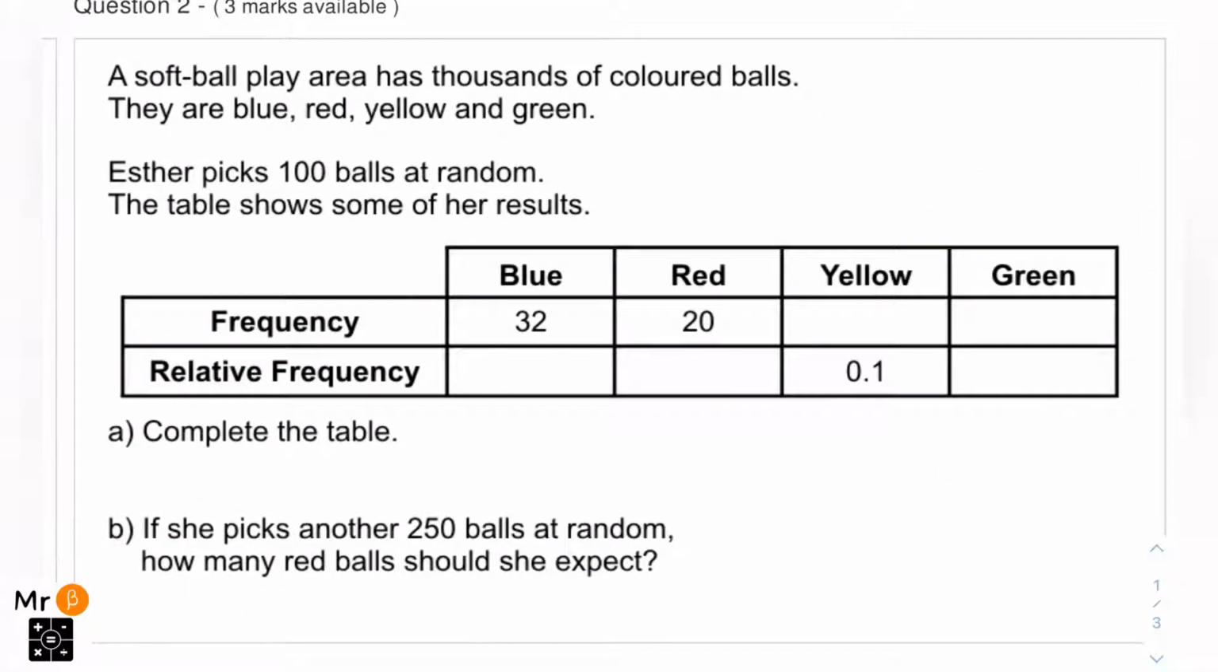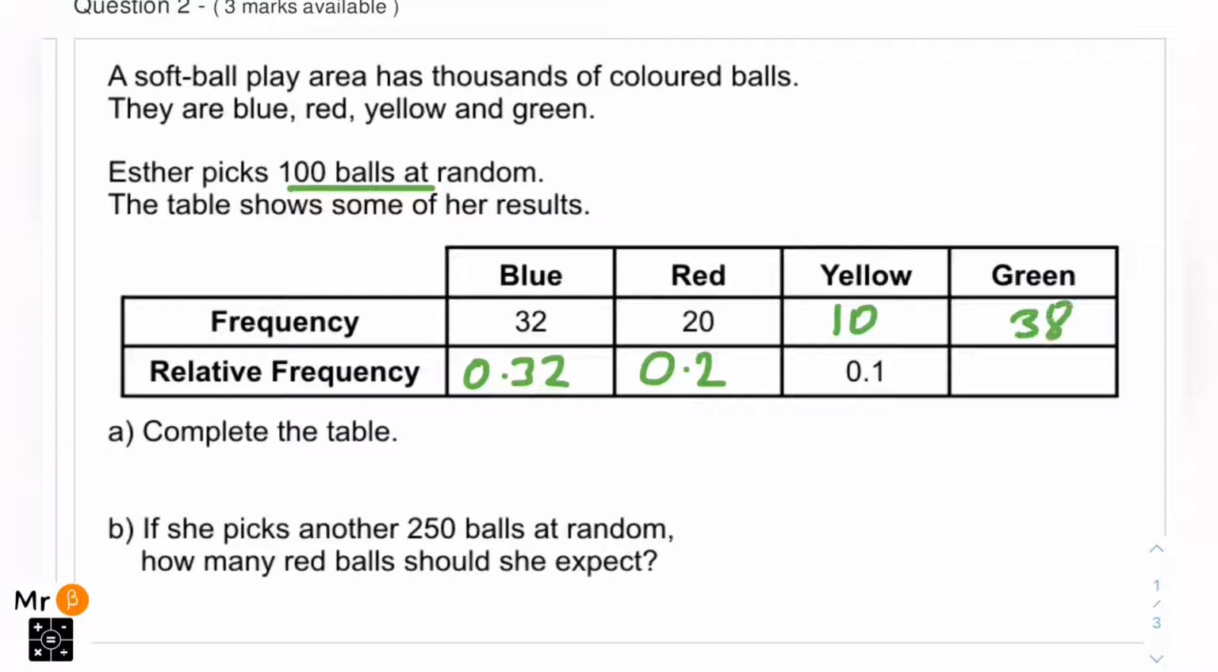Question 2 is given a partially filled in table. We know that there are 100 balls in this softball play area. So therefore, our relative frequency for blue must be 0.32 because we divide by 100 to find it, and for red 0.2. So therefore we need to multiply our 0.1 by 100, and that will give us the total frequency of yellow. We can now add our blue, red and yellow together, which gives us a total of 62.